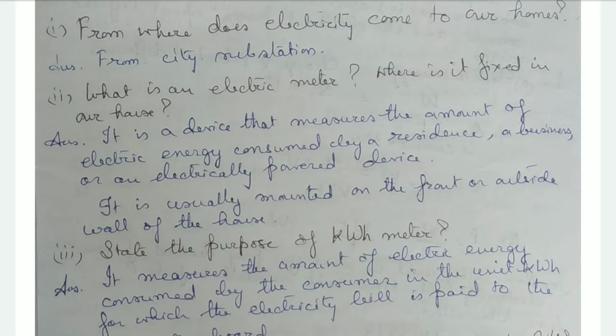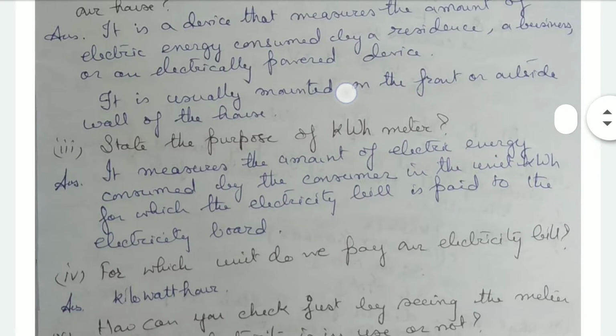What is an electric meter and where is it fixed in our house? Electric meter is a device that measures the amount of electric energy consumed by a residence. How much electric energy is consumed by a residence is measured by a device known as an electric meter. It can be a residence, a business, or an electrically powered device. How much is consumed by all these, that amount is measured by a device known as an electric meter. It is usually mounted on the front or outside wall of the house.